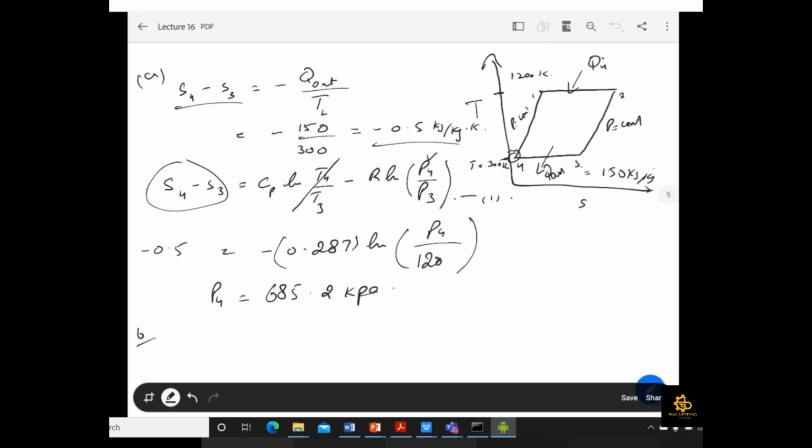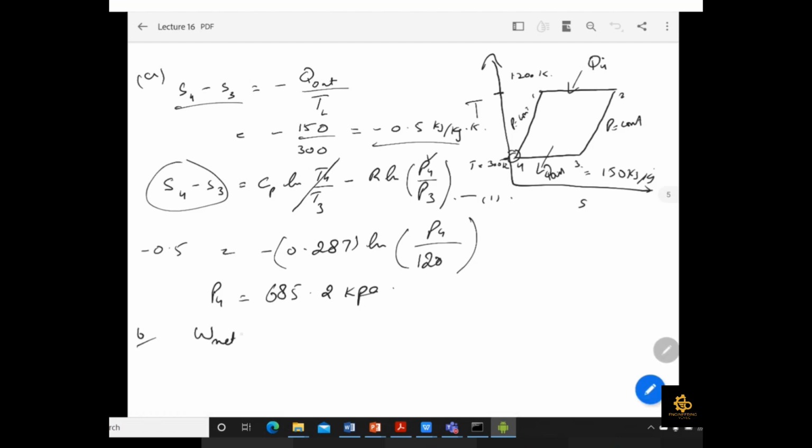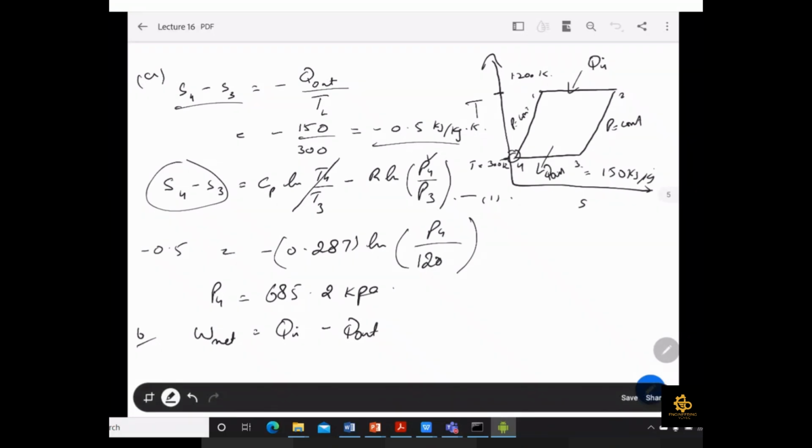Okay, so in part B, we have to find the network output. For this, we already know that W net is equal to Q in minus Q out. Now Q out is given in your question, and Q in we have to find out.